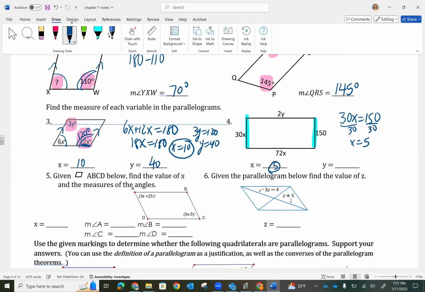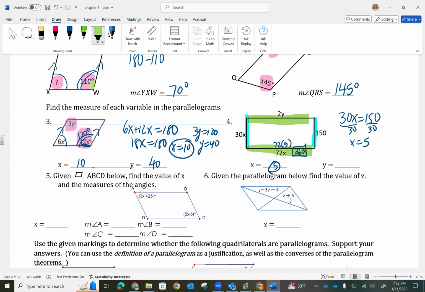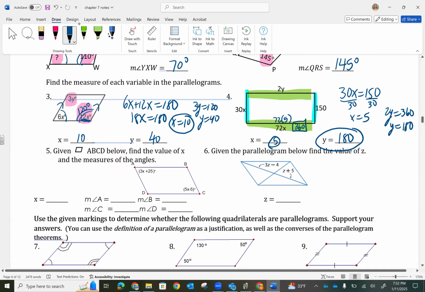If x equals 5, then 72 times 5 will give us the length of this shape, which is 360. It's kind of weird to have a side be 360. Normally you talk about angles being 360, but this length is 360 units. So therefore, this side and this side are equal because opposite sides are congruent. So 2y is equal to 360. So y is equal to 180. So we're talking about opposite sides being congruent, opposite angles being congruent. Do you know the properties of parallelograms?